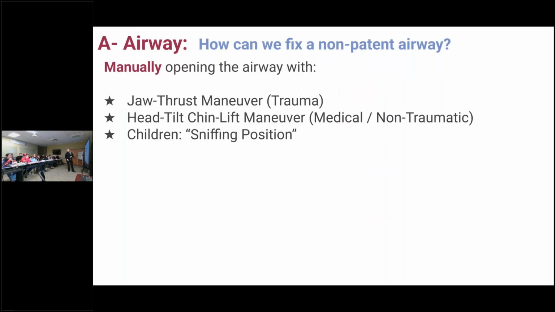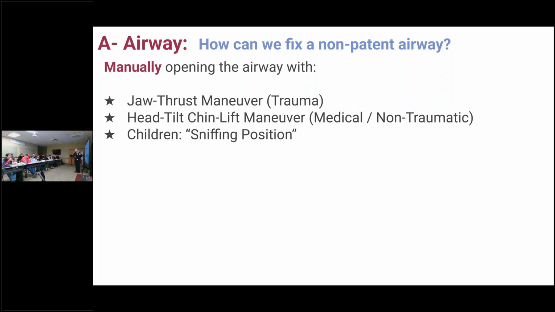Okay, so how can we fix a non-patent airway? Give me some examples of things we can do for a non-patent airway. Let's say they're gurgling. What do we do for that? Suction. Cool. So if their airway is not patent, we're going to try to manually open that airway, right?